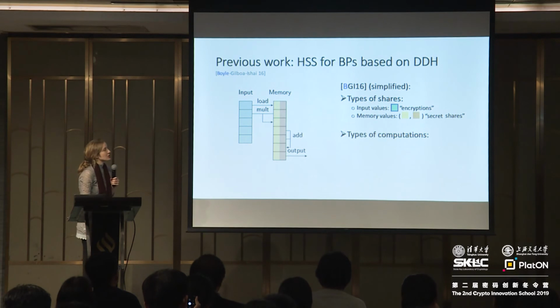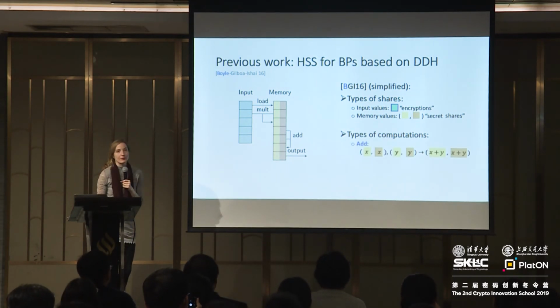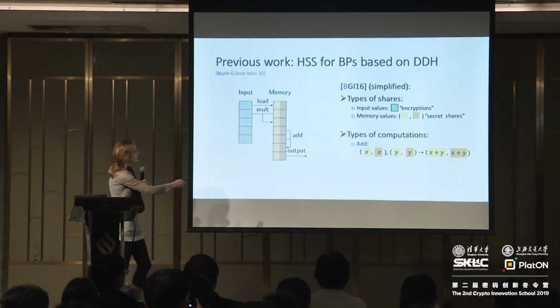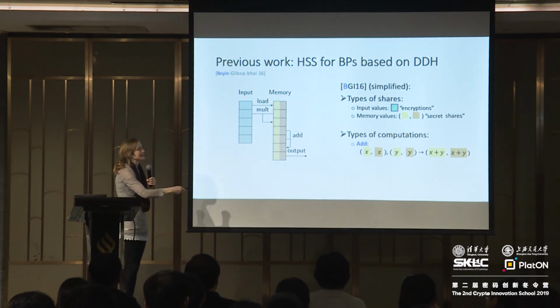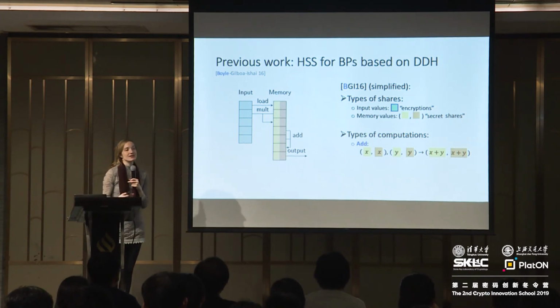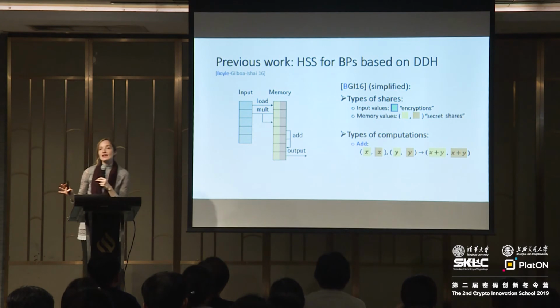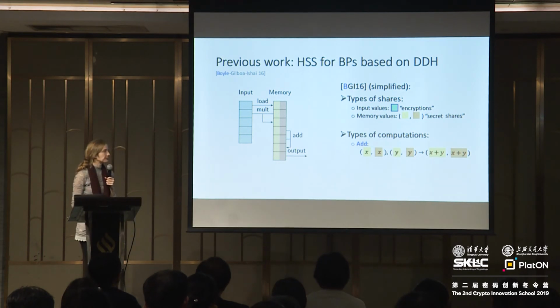Okay, now for each type of computation, let's take a look at how we could try to support homomorphic evaluation. So for example, say I have an addition here. Well, this is good news, because if we're storing memory values as additive secret shares, this is already additively homomorphic. So there's directly a way of taking these shares of X, shares of Y, and getting shares of X plus Y.